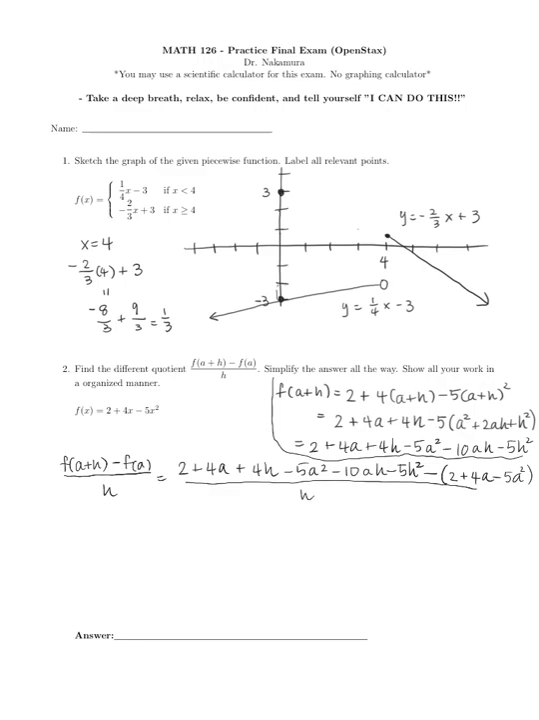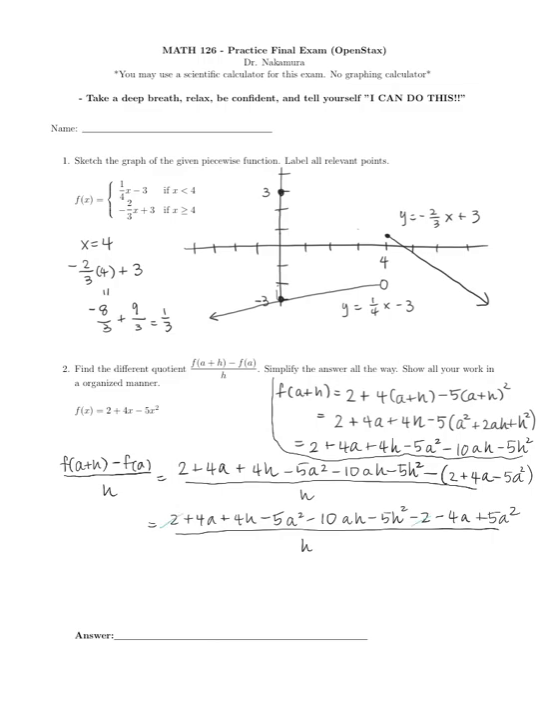Okay, so now let's simplify a little bit. So looks like what we're going to get is 2 plus 4a plus 4h minus 5a squared minus 10ah minus 5h squared minus 2 minus 4a and then plus 5a squared. Whole thing, oh my goodness, all over h. Alright, so now let's see, what can we cancel? We should be able to cancel a lot of things.